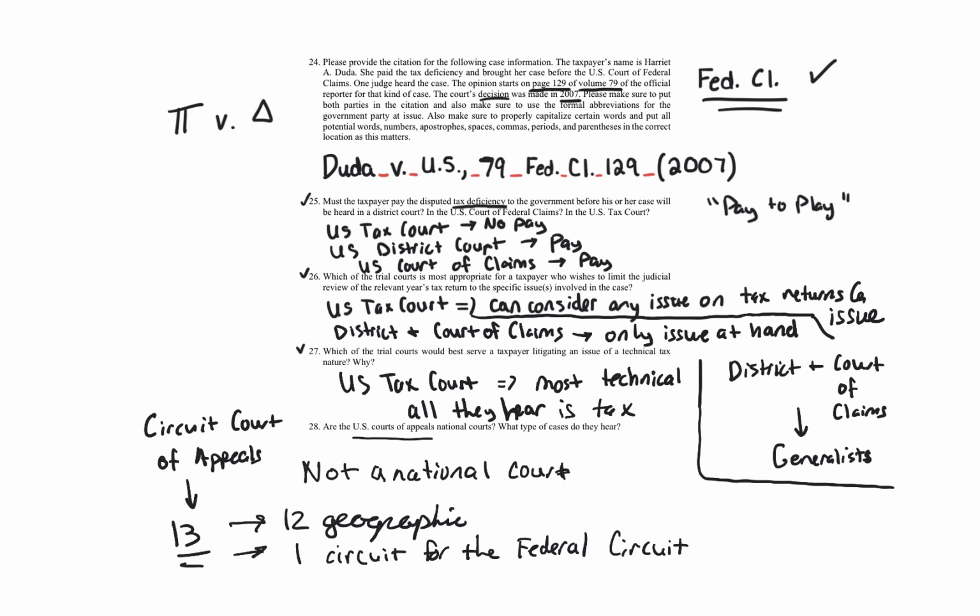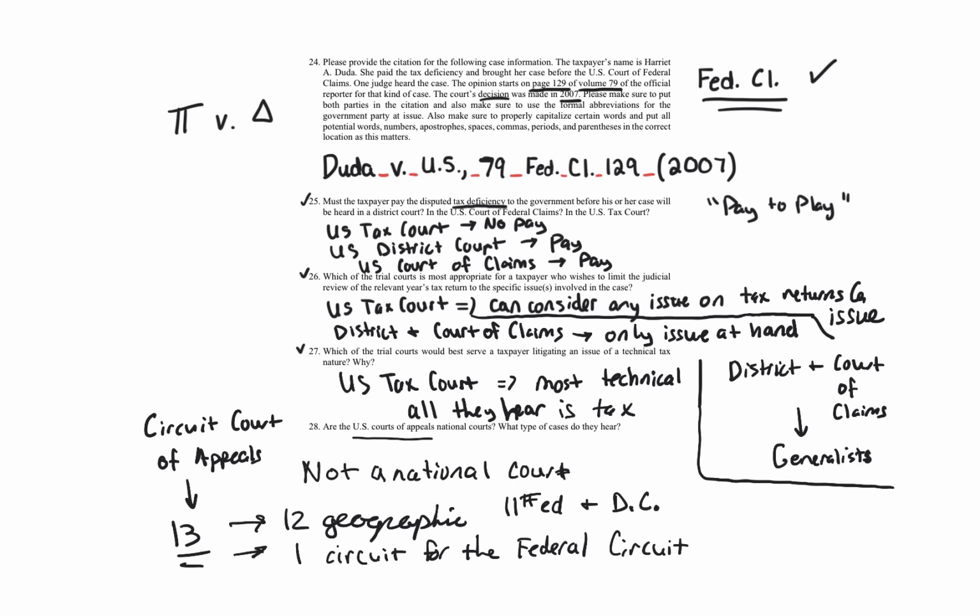So there's 12 geographic circuits. There's 11 numbered circuits at the time of this video, and D.C. is a geographic circuit. If you reside in the area of the District of Columbia in Washington, D.C., it's the D.C. circuit, and that is separate from the federal circuit.